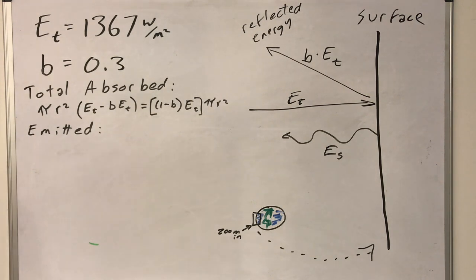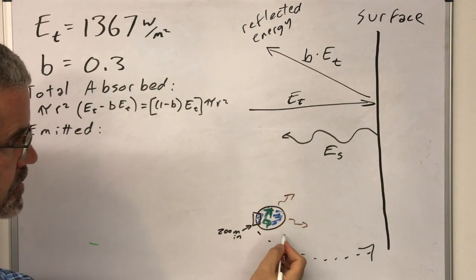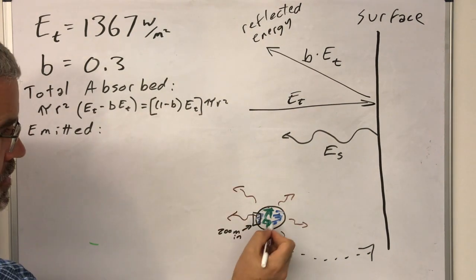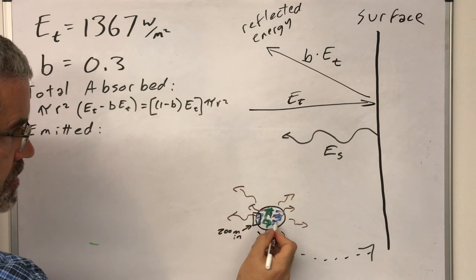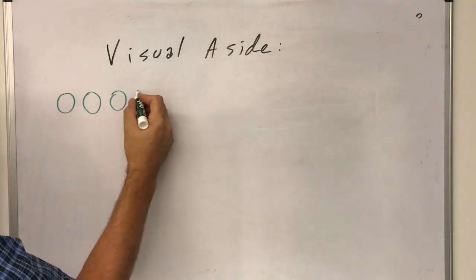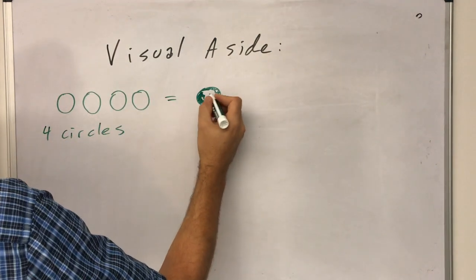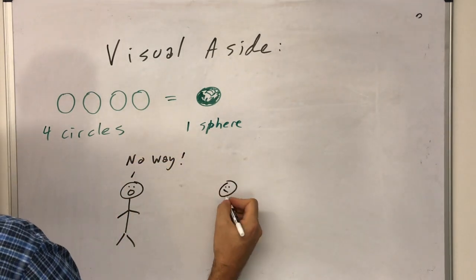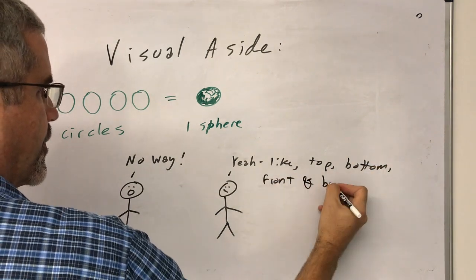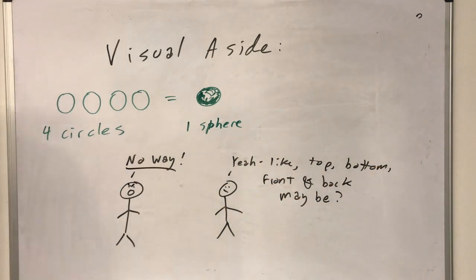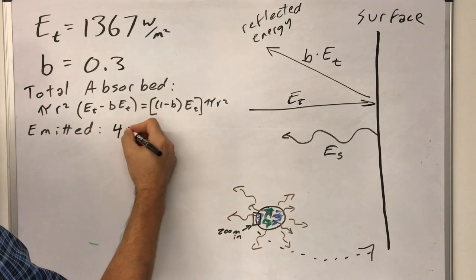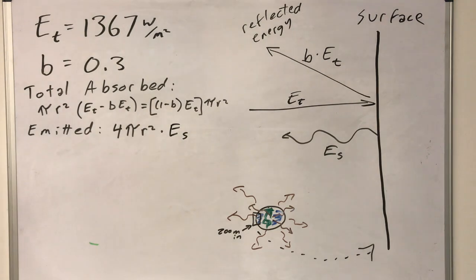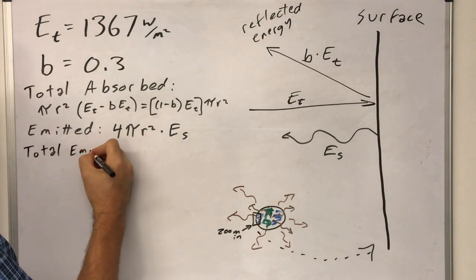But then remember that the whole Earth emits radiation, not just a flat slice like for absorption, so we need the surface area of the Earth. The equation for the surface area of a sphere is, implausibly, 4 times pi r squared. In other words, it takes exactly 4 circles to cover the surface area of a sphere with the same radius as a circle, though you'd have to cut them up very carefully to make them fit. Then we have total energy emitted equals E sub s times 4 pi r squared.